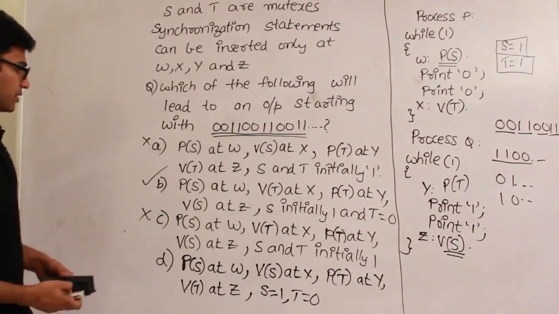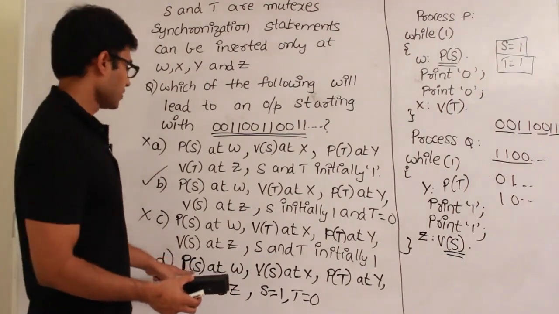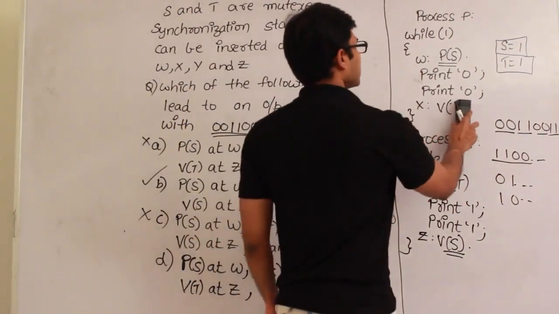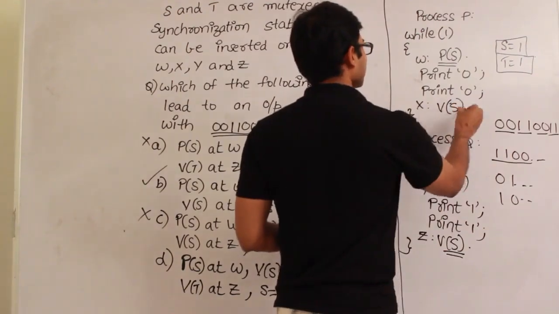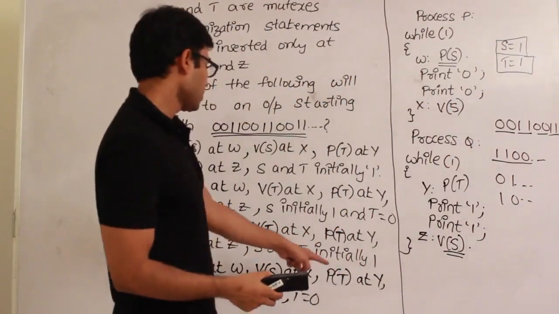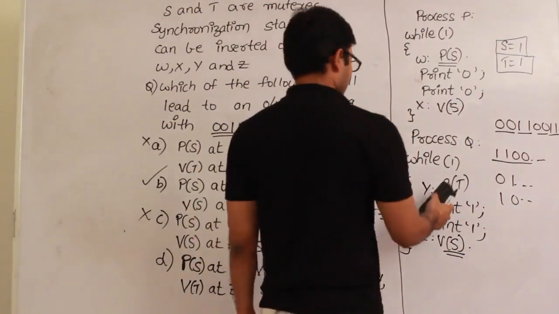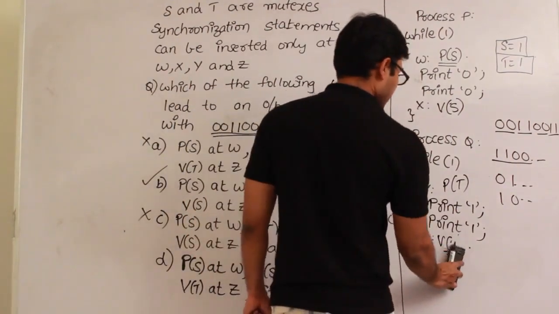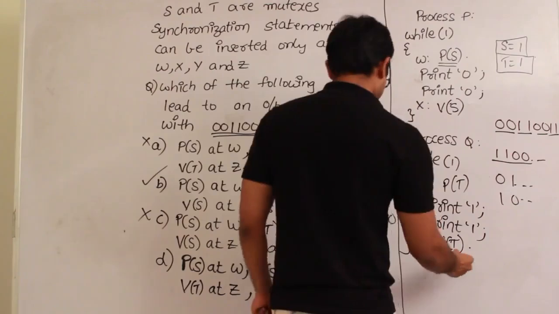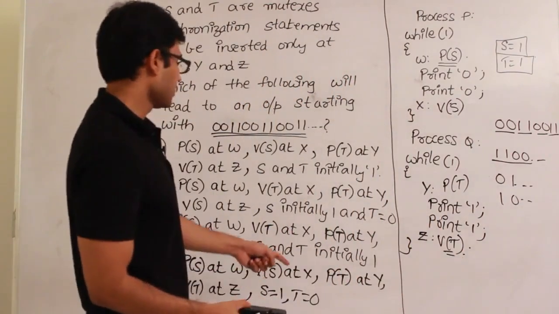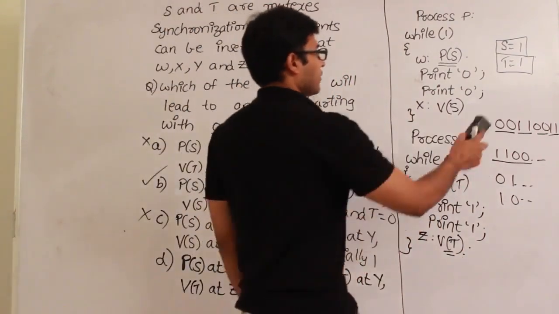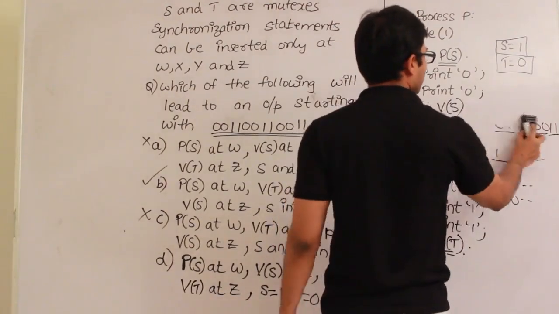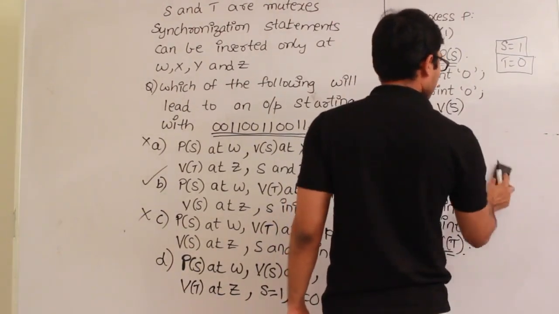Now what about D? D is saying that P of S at W and V of S at X. Here it is V of S, okay, and then P of T at Y, okay, and V of T at Z. So it is V of T at Z. And then they are saying S equal to 1 and T equal to 0. When they say S equal to 1 and T equal to 0 here, now let's see what happens.